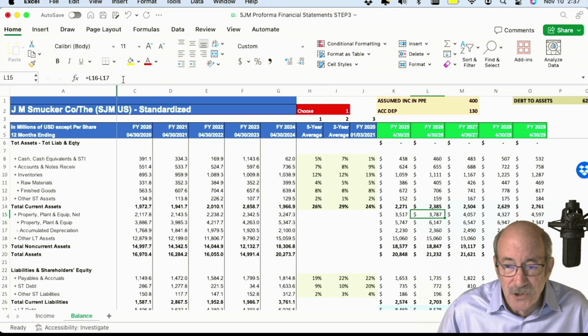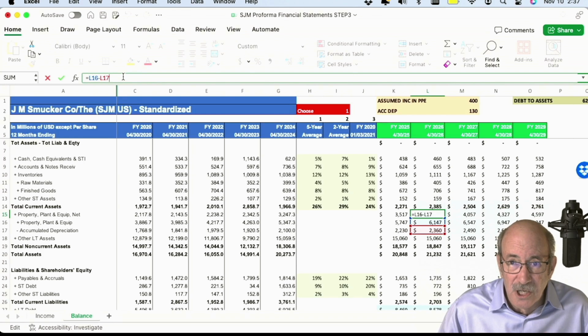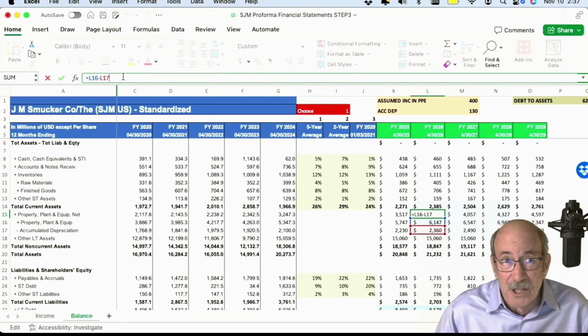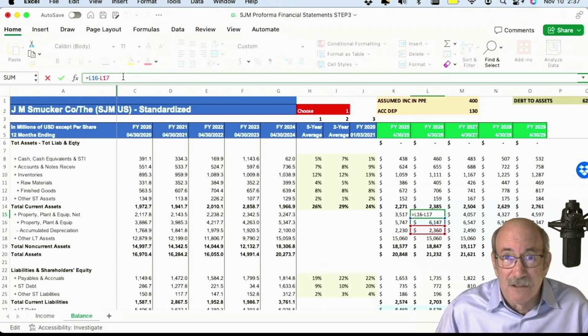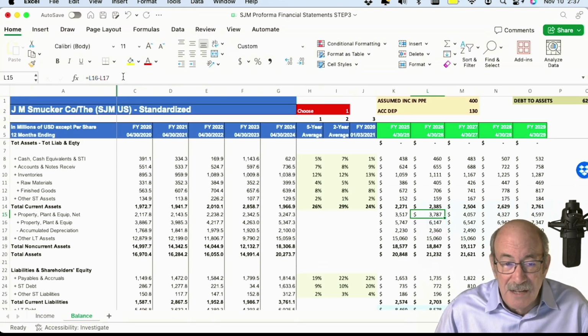And then, of course, this cell is just the PPE minus the accumulated depreciation. Be very careful about that. That's minus, not add. Some of these subtract from, right? So that's the net PPE right there.